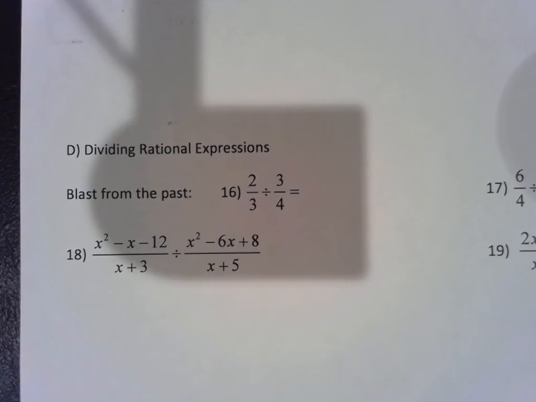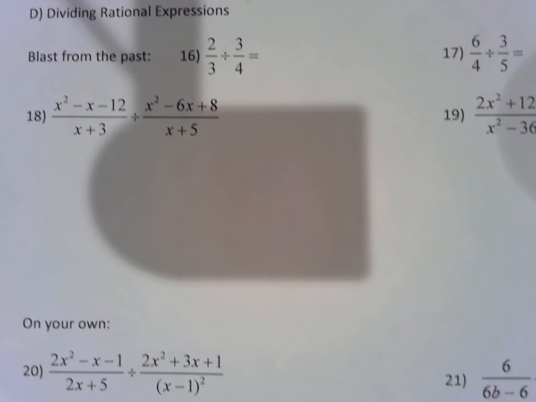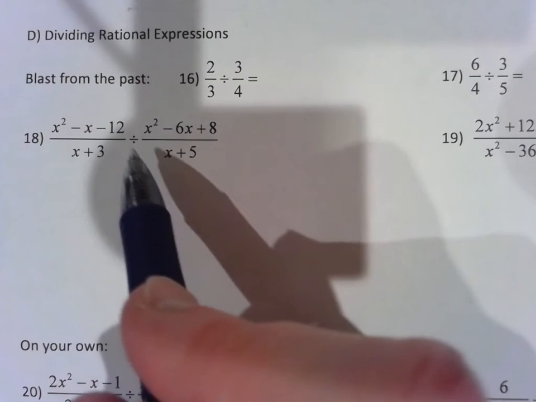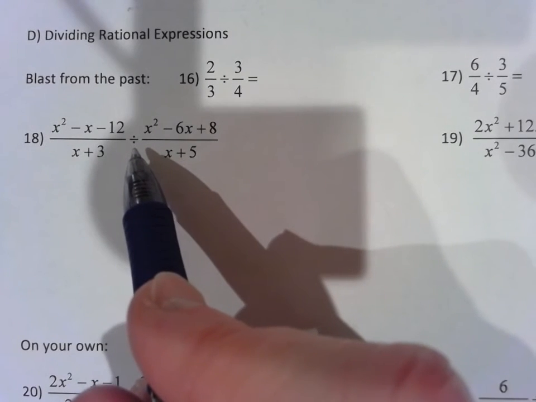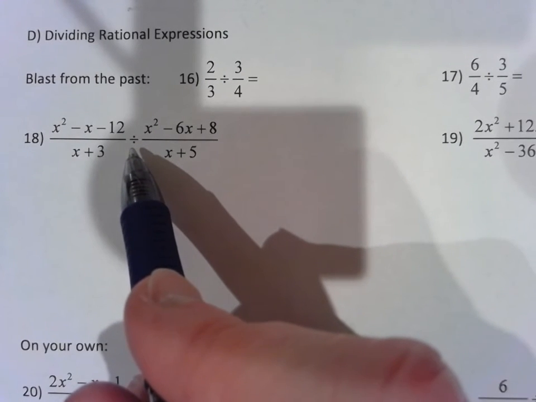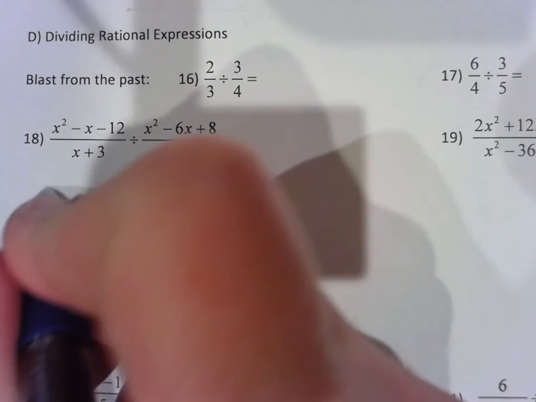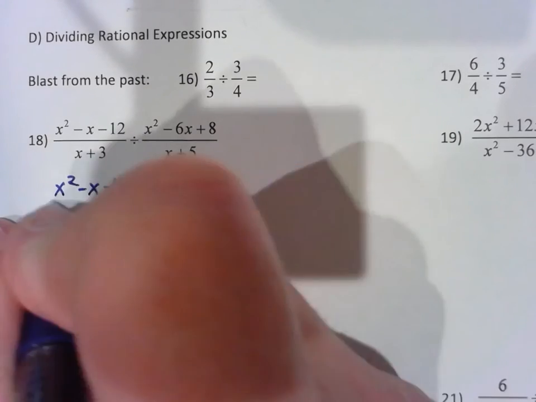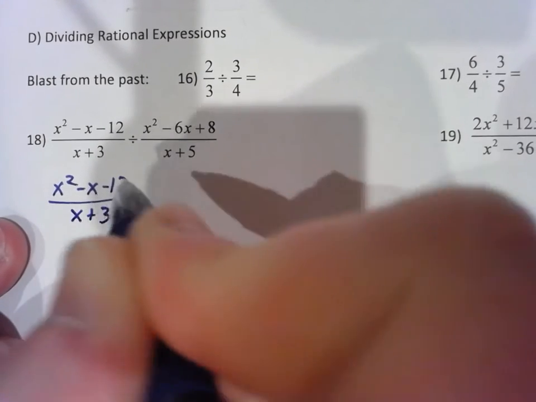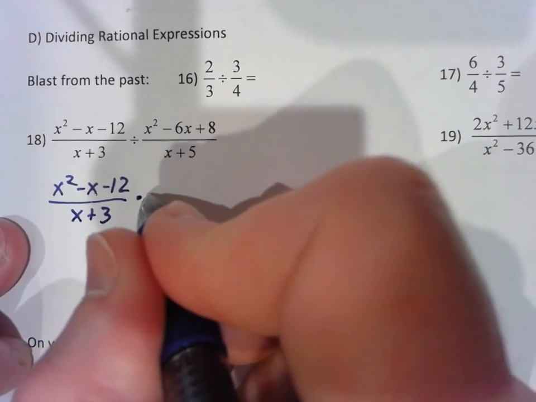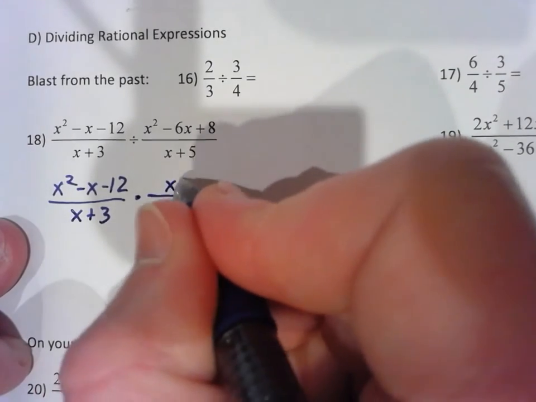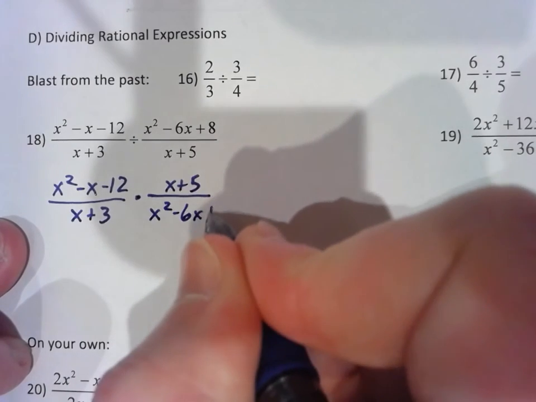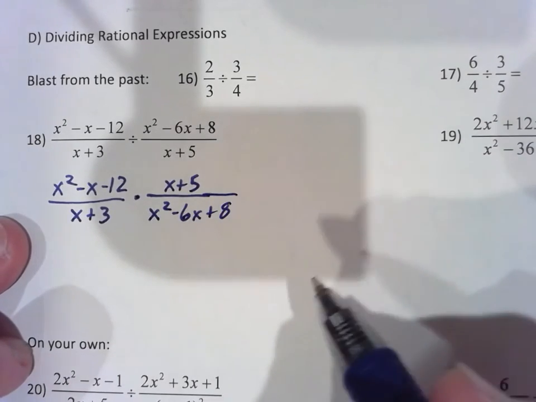The division problems at the bottom. So division problems, remember the first step is to change it into a multiplication problem. So x squared minus x minus 12 over x plus 3, keep the first fraction, change it to multiply, and then flip the second fraction. X plus 5 over x squared minus 6x plus 8.